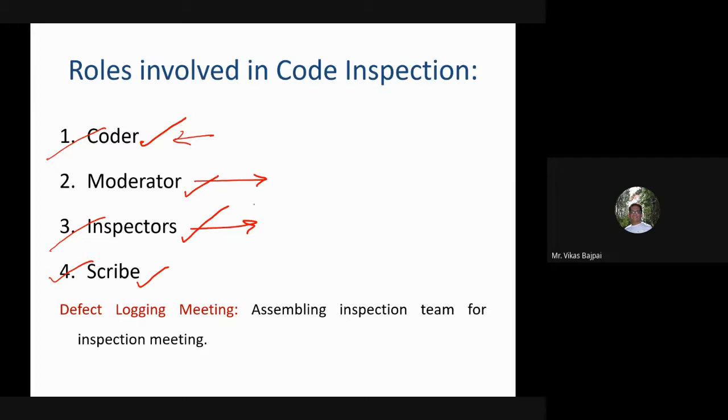The meeting the moderators call is called a DLM, which is your defect lodging meeting. It is about assembling the inspection team for this inspection meeting. So we call for a defect lodging meeting, and then in that we review this particular part.